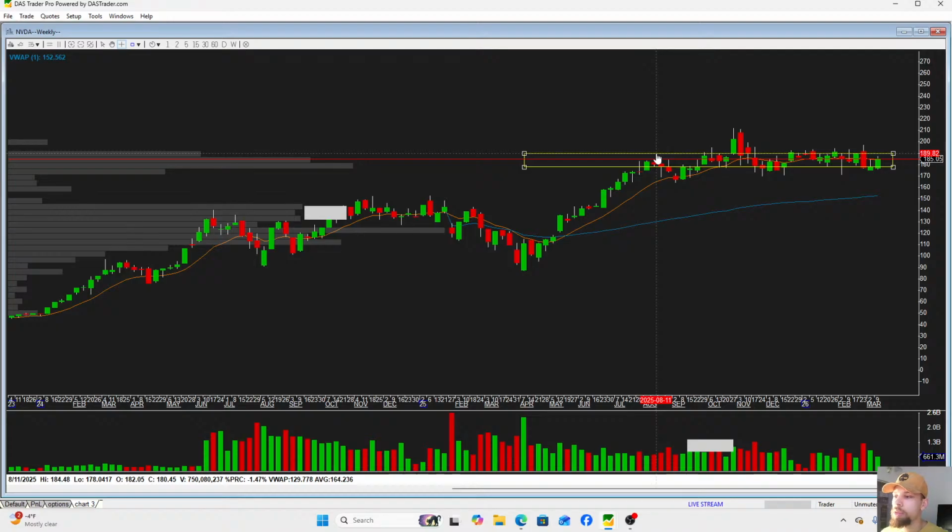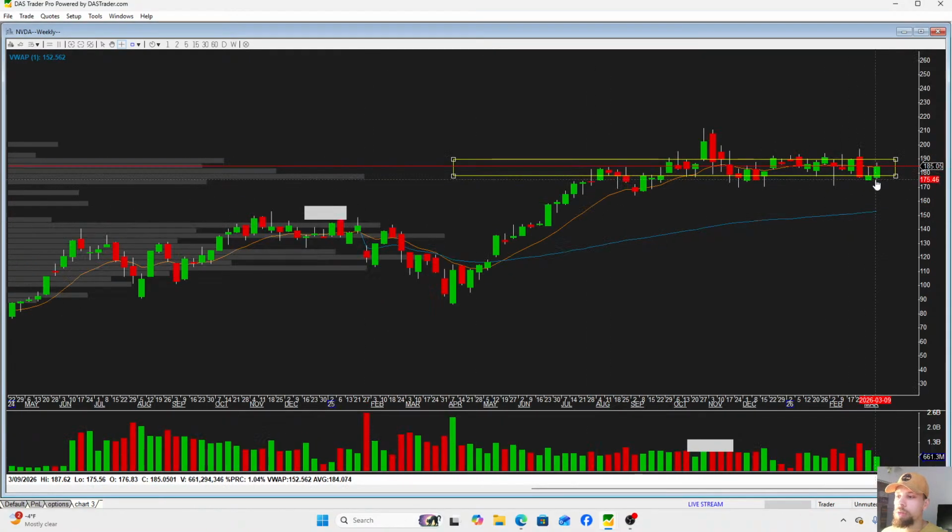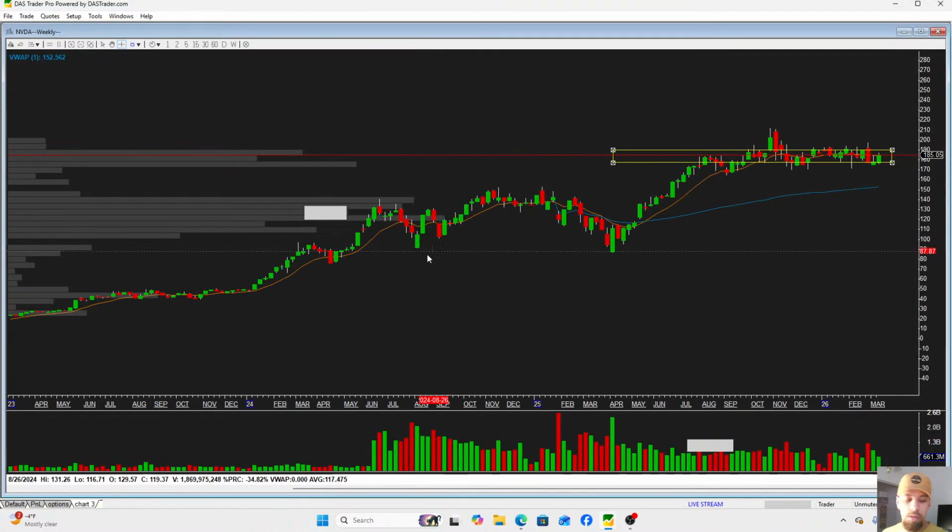Okay, so area of resistance 189.82 is pretty much 190. I think that is a good area of potential bounce, or if the stock is strong, it can squeeze up to that point, and then depending on the price action, go from there. Area of support 177.